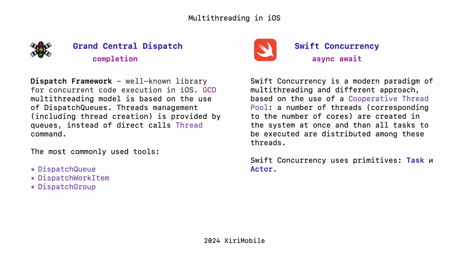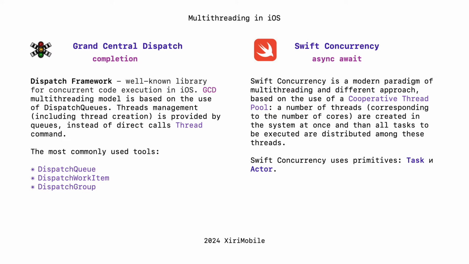The most popular are Grand Central Dispatch, or Dispatch Framework according to Apple documentation nowadays, and Swift Concurrency. Despite the Dispatch framework being a really old library, we still use it actively, especially in large projects. The GCD multithreading model is based on the use of dispatch queues. Thread management, including thread creation, is provided by queues instead of a direct call of thread commands. The most commonly used tools are dispatch queue, dispatch work item, and dispatch group.